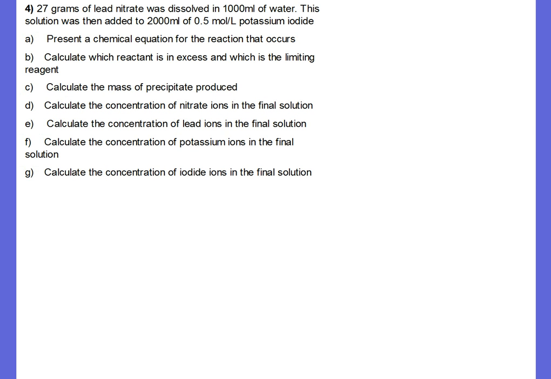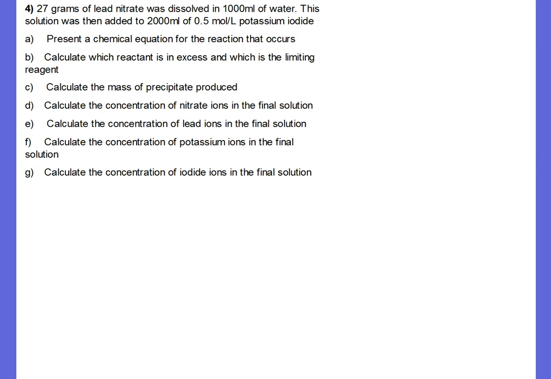So let's have a look at this question. We've got 27 grams of lead nitrate dissolved in 1,000 mL or a litre of water, and that was added to 2 litres or 2,000 mL of 0.5 mole per litre potassium iodide. And we've got a whole series of things there: the chemical equation, which one's excess or limiting, what mass of precipitate is produced, and then the concentrations of all the ions at the end.